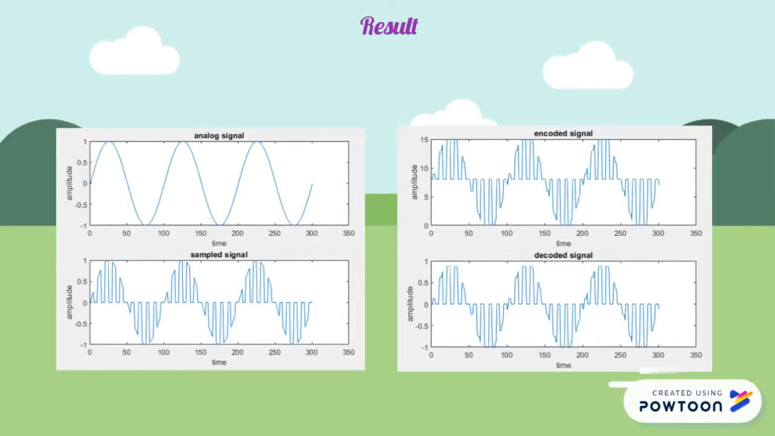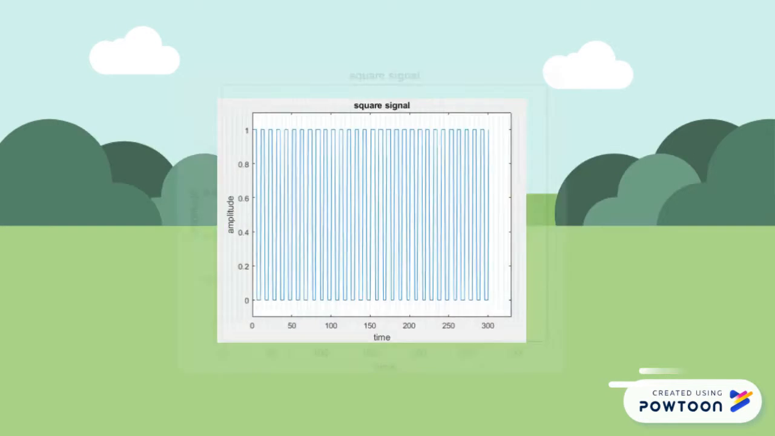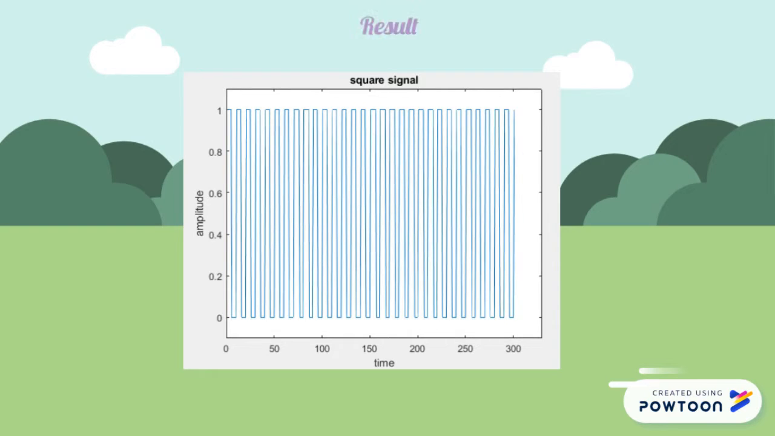First one is the analog signal and sample signal, then changes to the encoded signal and the decoded signal. The last part is where the waveform is changed to a square signal. The peak-to-peak voltage is 2 V, where it is positive 1 V and negative 1 V.